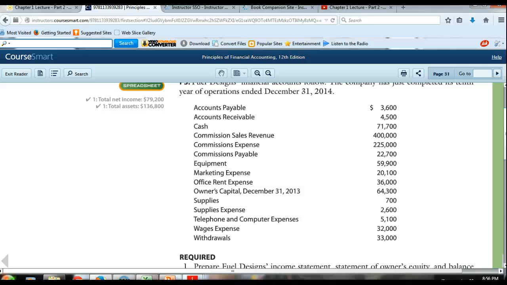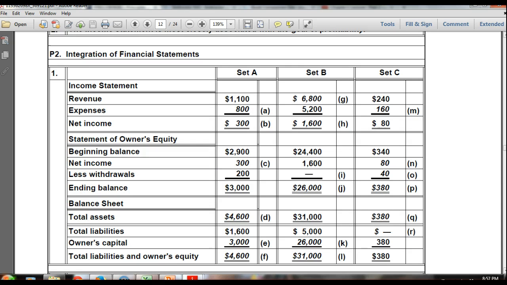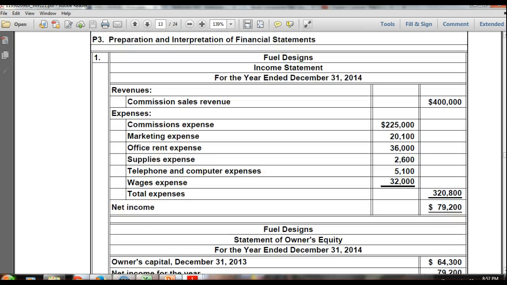I gave you a hint about how easy it is to decipher an expense. It has to say expense. So what are going to be some expenses? Commissions expense, marketing expense, office rent expense, supplies expense, telephone and computer expense, wages expense. So I'm going to pull this up so you can see how this should look.